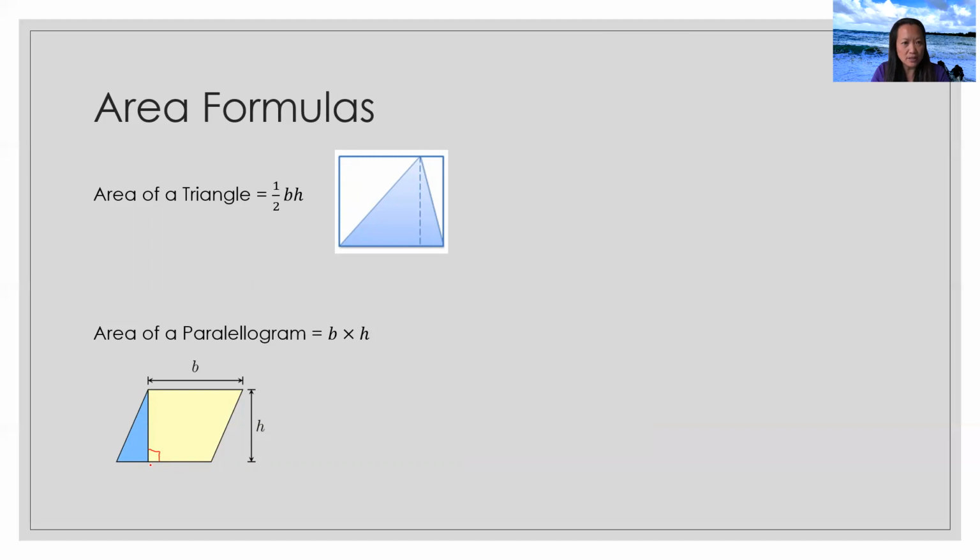Now, why is it base times height? Well, let's take a look. All you have to do is just move that blue triangular part over, and hello, that's a rectangle. That's pretty awesome. All right, so parallelogram, base times height. And the height is the vertical line dropping from the vertex to the other side, okay? Not the slanted side.